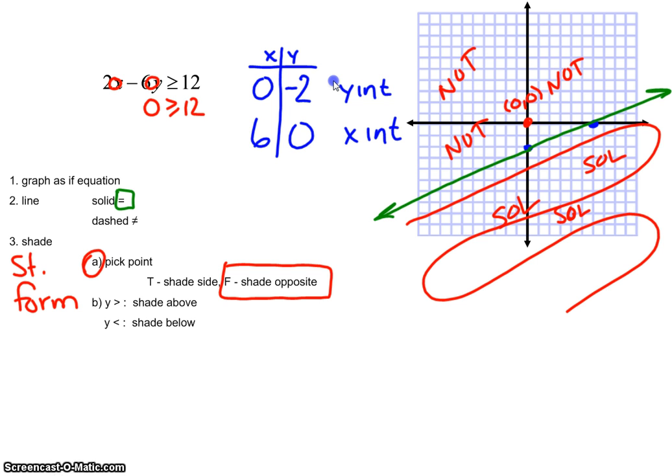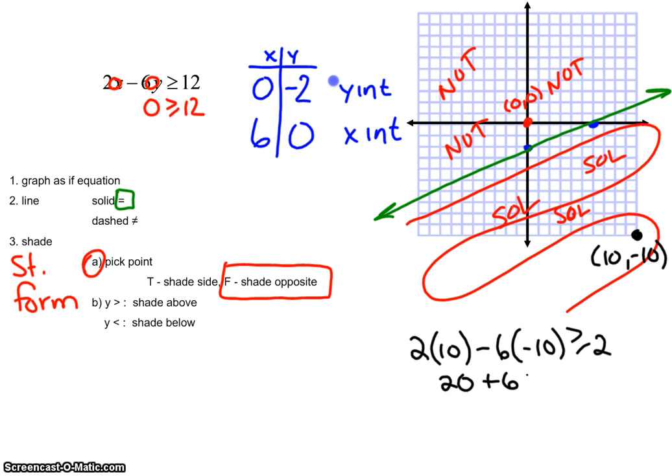Now, another thing I could do in this case is pull a point off of my graph where I believe I have a solution, and go back and plug that into my original inequality and just make sure that it is a solution. Okay, so when we simplify, we get 20 plus 60, or 80, which is greater than 2. So it truly is a solution.